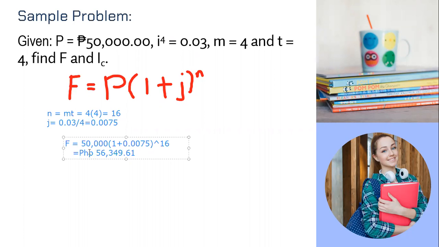Ayan. Do not forget to place the peso sign, ha? Ito lang, hindi ako makapag-insert ng peso sign. That's why I use the PHP. Okay? Since ang tinutukoy natin ay pera. Okay po? So, ganun lang kadali. So, we have found already the F or the future value. How about the I sub C?